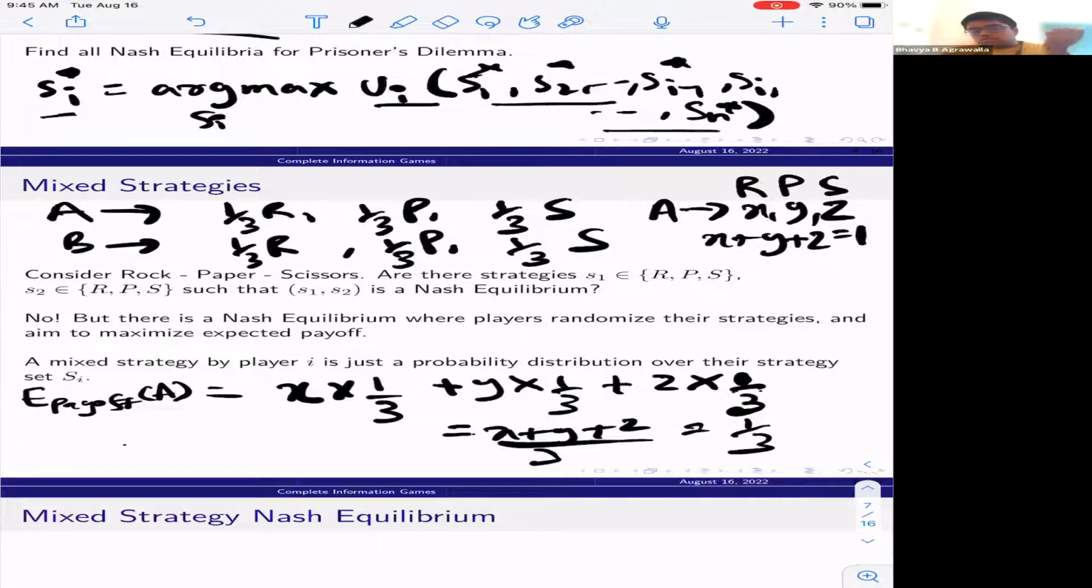So the point is that A would not benefit if she changes her strategy. If B just randomizes over rock, paper, and scissors, then A's payoff is guaranteed to be 1/3 no matter what strategy she uses. So she doesn't have the incentive to change her strategy. And same thing for B. A is playing 1/3 rock, 1/3 paper, and 1/3 scissors, so B doesn't have the incentive to unilaterally change his strategy. So would you say that this is a Nash equilibrium?